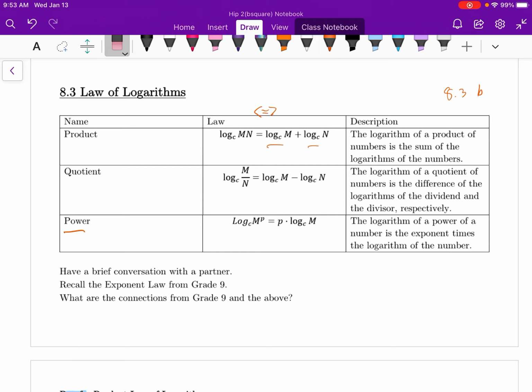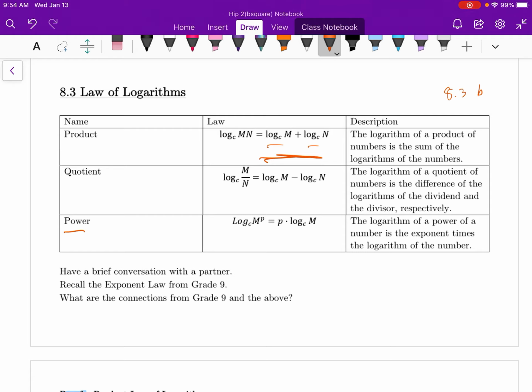All right, let's start with the product law of logarithms. We can say that log base c of m times n is going to be log base c of m plus log base c of n. So the logarithm of a product of numbers is the sum of the logarithms of the numbers. Now remember, with logs we're really dealing with exponents, so when we multiply two quantities together, what happens to their exponents? Provided they have the same base, we just add the exponents. And that's what we see here in a weird way, right? Like, this is changing really quickly on us.